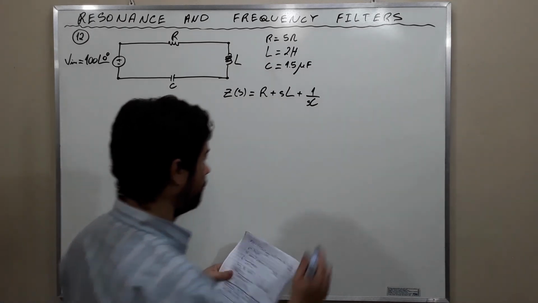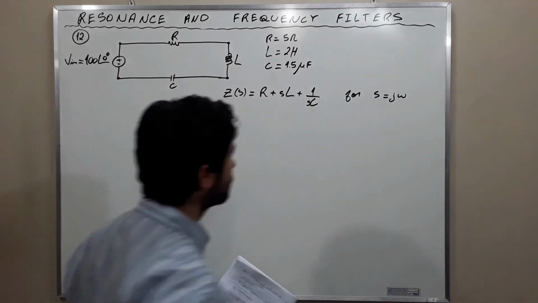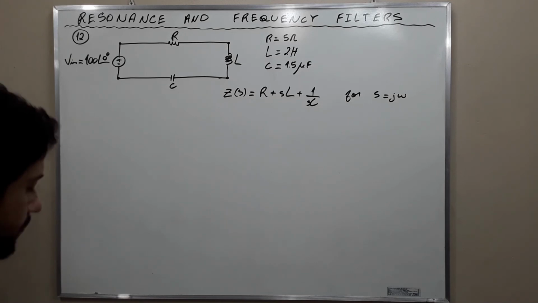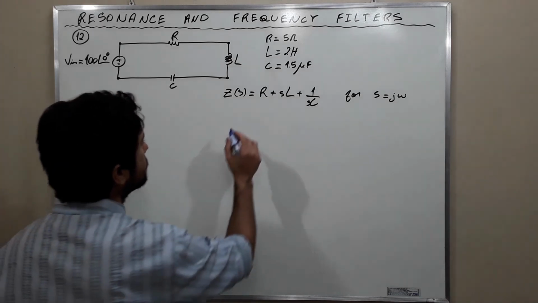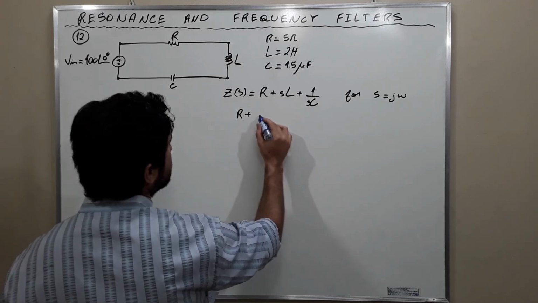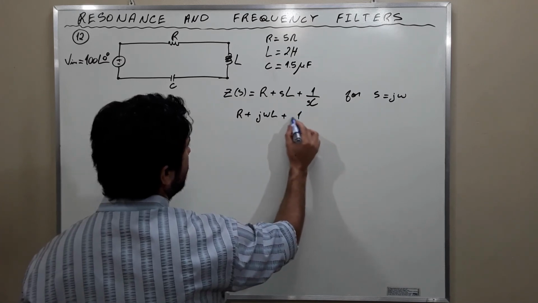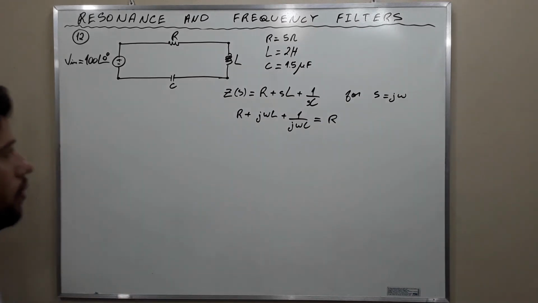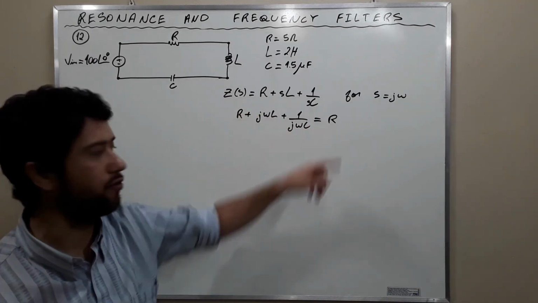Okay? For S equal to JW, the resonant frequency occurs when R plus JWL plus 1 over JWC is equal to R. The resonant frequency occurs when the equivalent impedance is purely resistive.